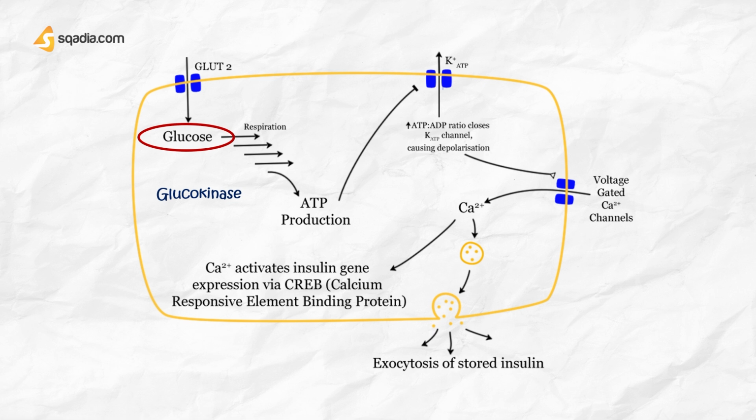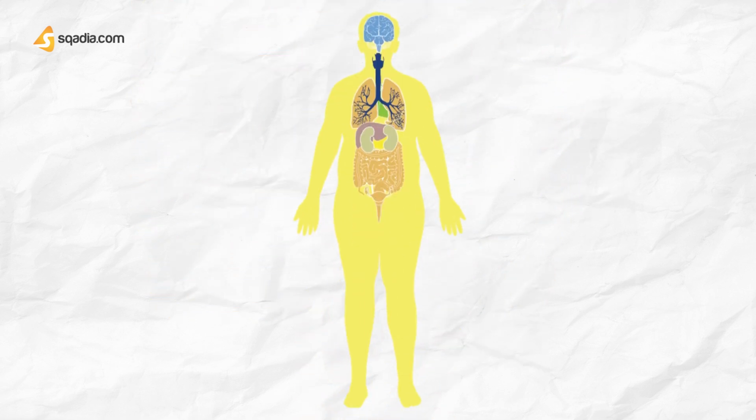The products of glucose metabolism enter the mitochondrial respiratory chain and generate adenosine triphosphate, ATP. The rise in ATP levels causes a blockade of potassium channels, leading to membrane depolarization and an influx of calcium. The increase in intracellular calcium causes pulsatile insulin exocytosis.